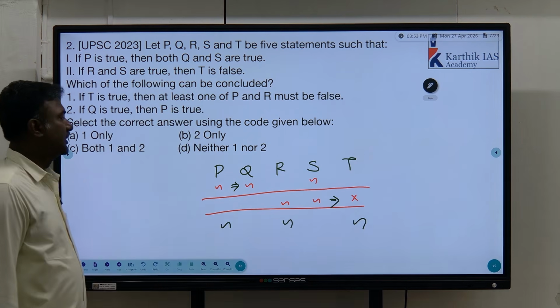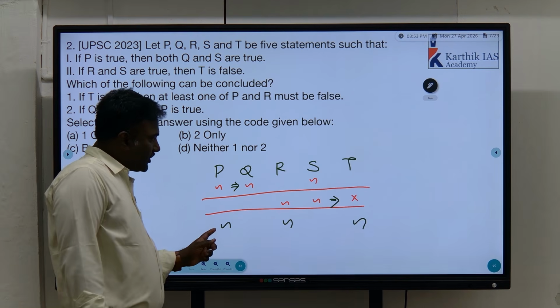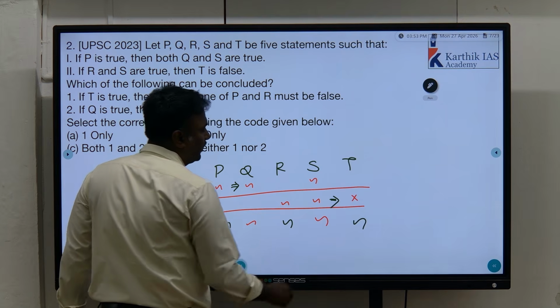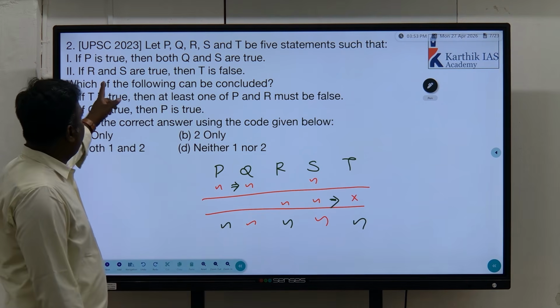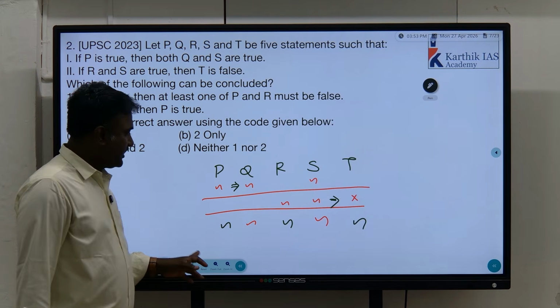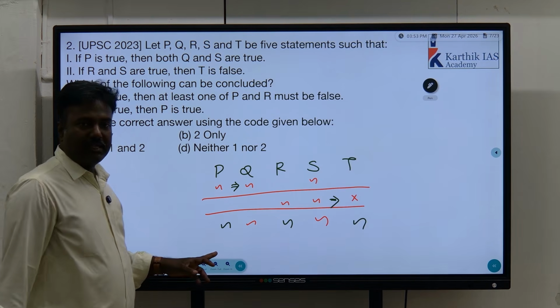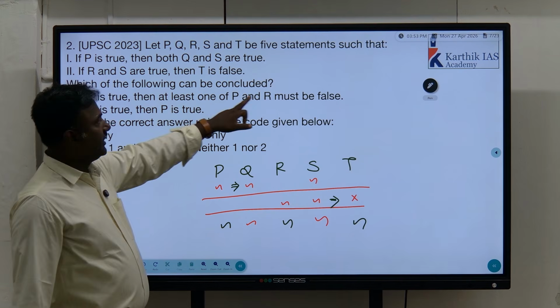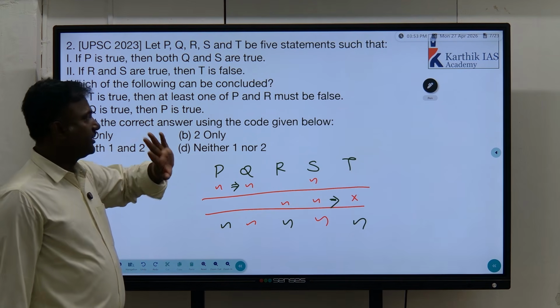What will happen? See, if P is true, we know that Q and S must be true, right? Q and S must be true. Correct. Then if R and S are true, then T is definitely false, right? So this statement fails here. So our contradictory statement fails here, which means whatever they mentioned is true. That's what, this statement is correct.